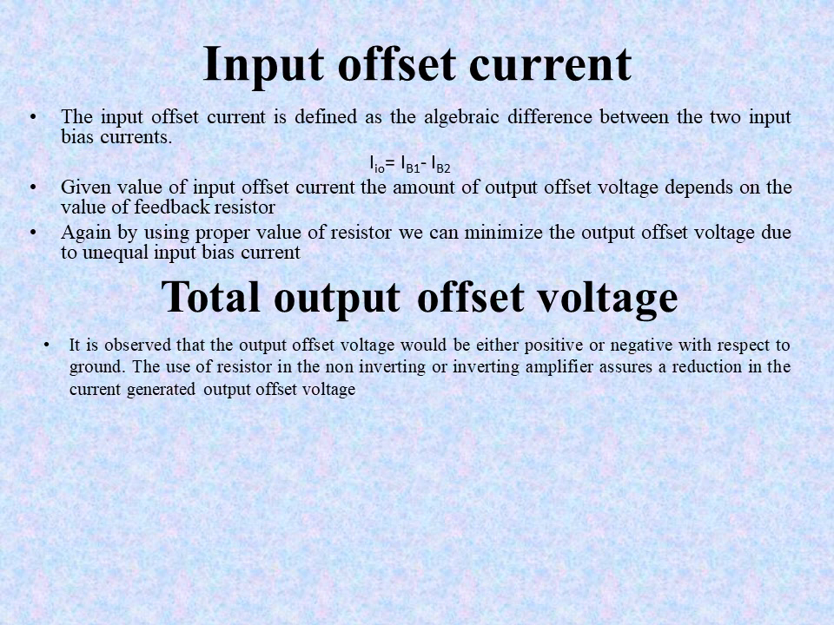Also, the use of a resistor in a non-inverting or inverting amplifier assures a reduction in the current-generated output offset voltage. So there should be a resistor applied in the non-inverting end and the inverting end that assures us that the current that is generated because of output offset voltage will be reduced to zero. So this should be taken up.